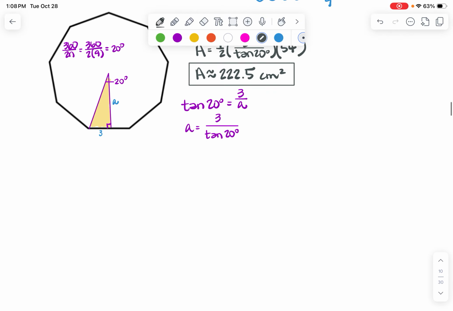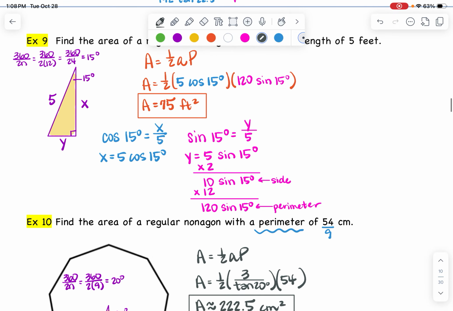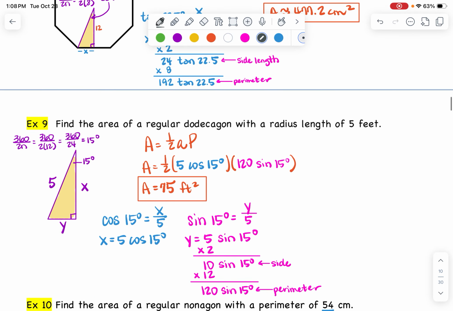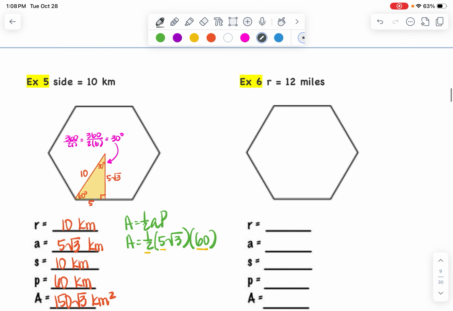All right, you guys, I hope that was the last one. I hope that makes sense. As long as you can label and find that right triangle, you should be all good. Let me know if you have any questions. I'll fill in the other 3 that I skipped there.